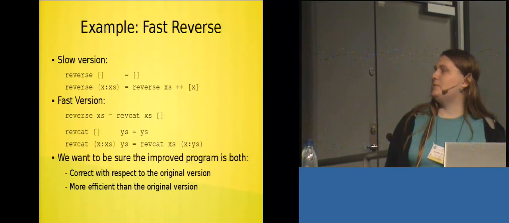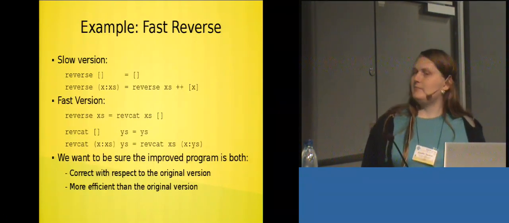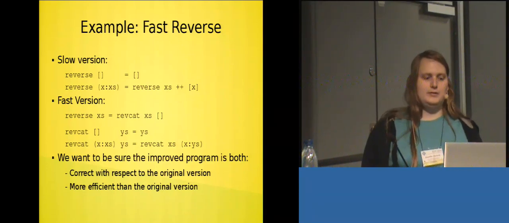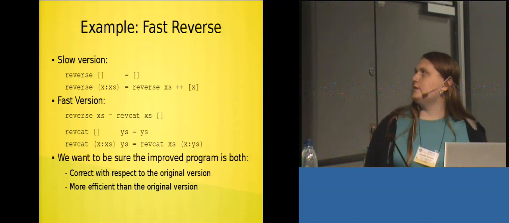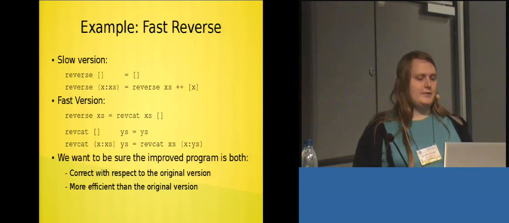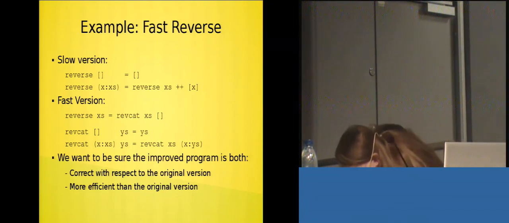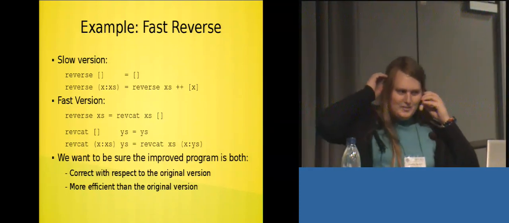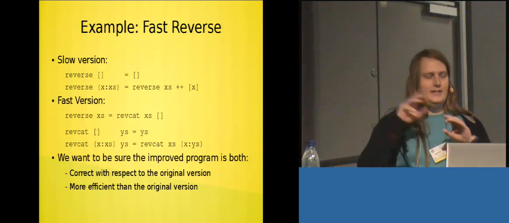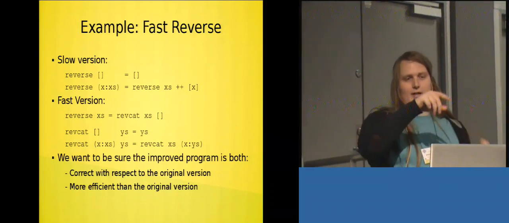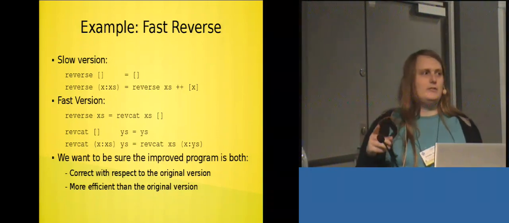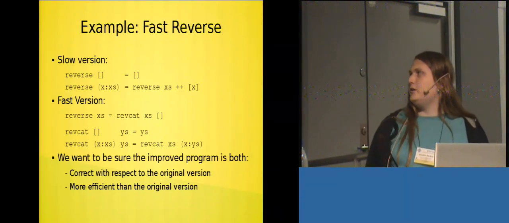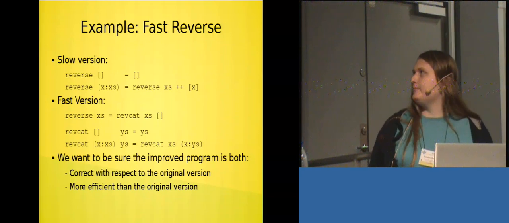So here's an example of the worker wrapper transformation. You start with a slow function. In this case, we've chosen the naive reverse function, where you reverse a list by taking the head of it off and adding it onto the end. Keep going until you've got nothing left in the original list and you've got the reversed list. But that's quite slow because you're using appends a lot.